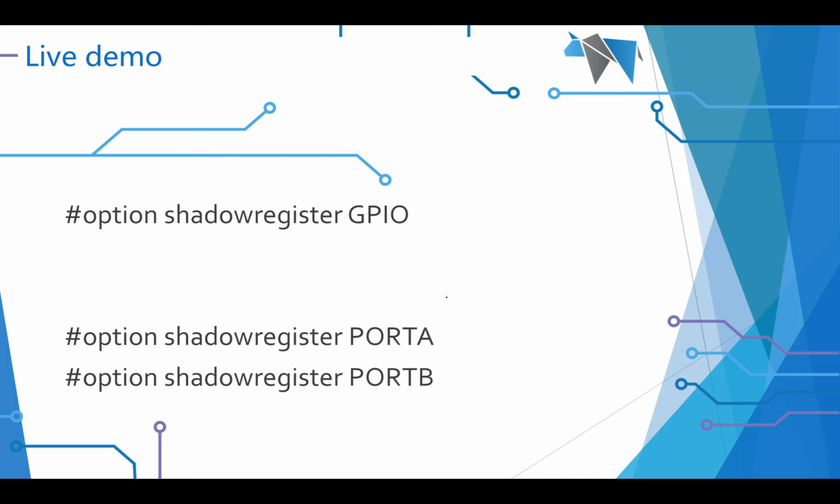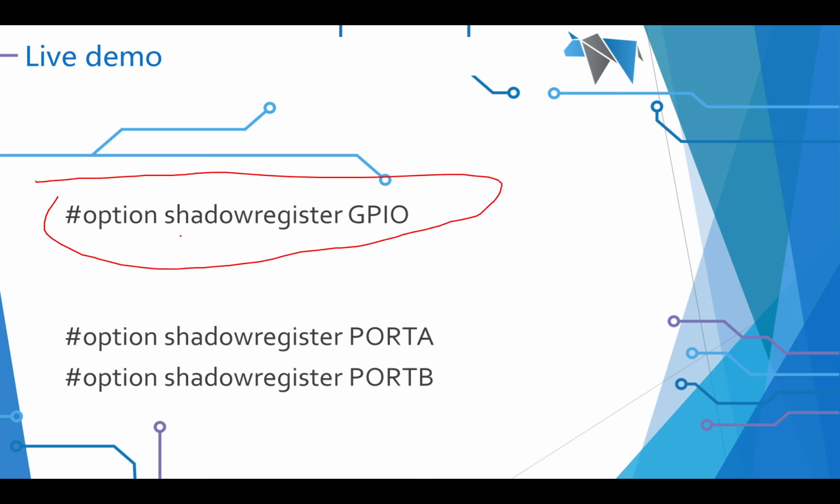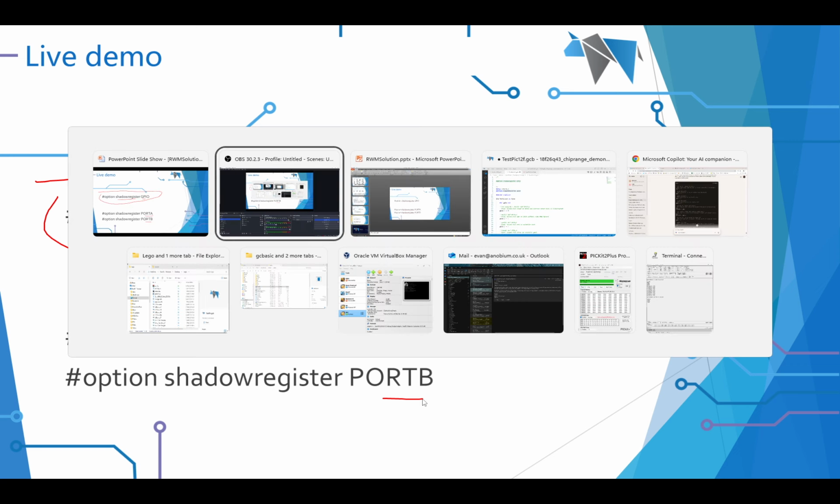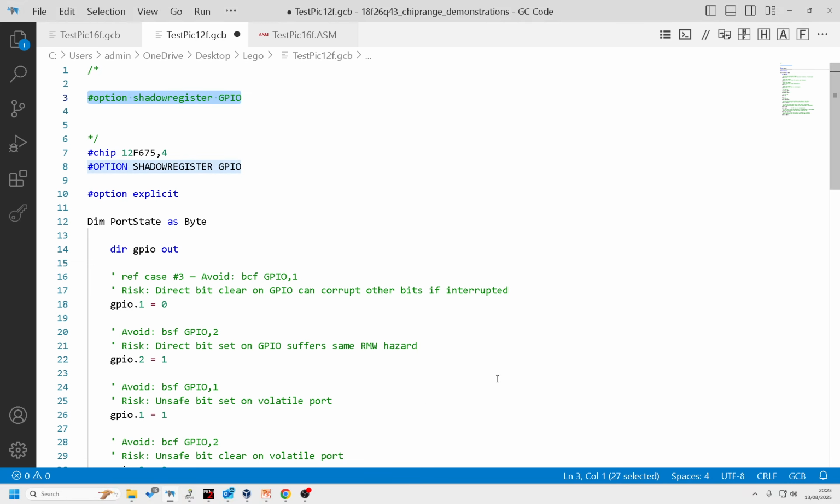So let's have a look. What we're going to do is look at how you turn this on. It's going to be called the option shadow register, and you can put either GPIO or port A or port B, and you don't have to have both, and I'll show you that. So we're going to go live into a demo.